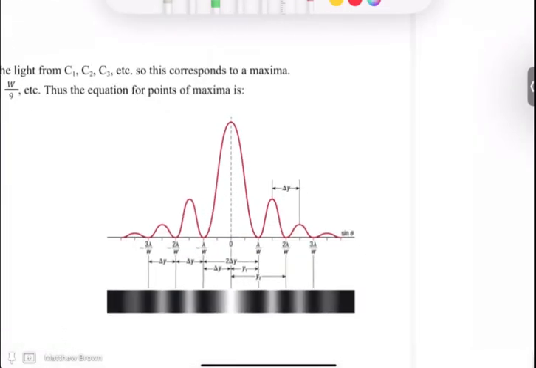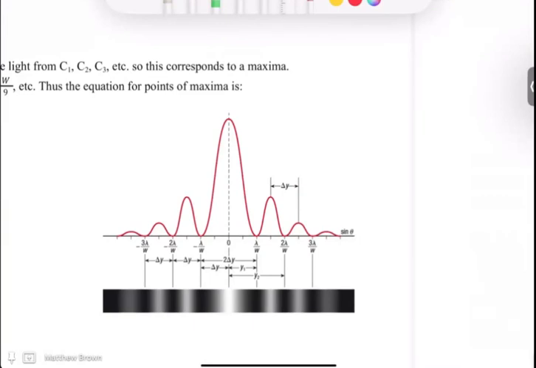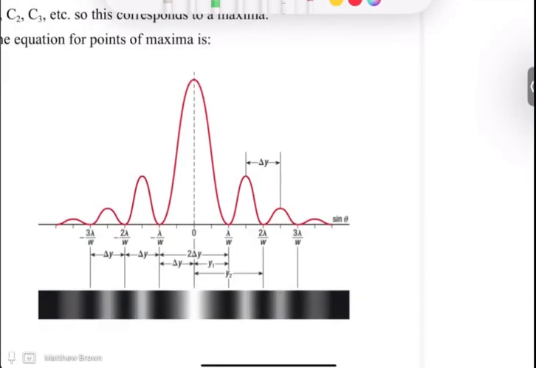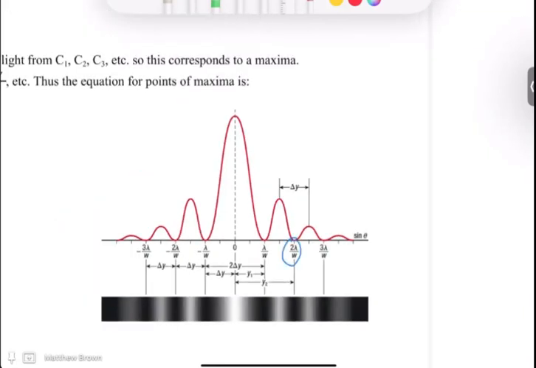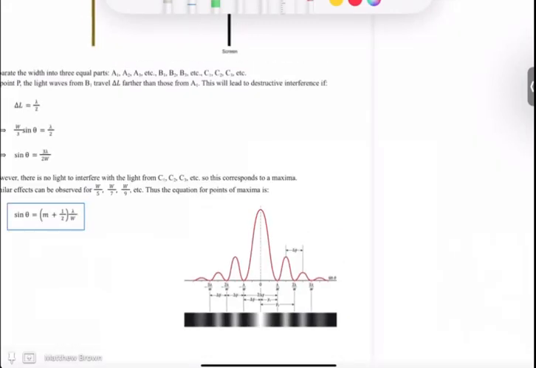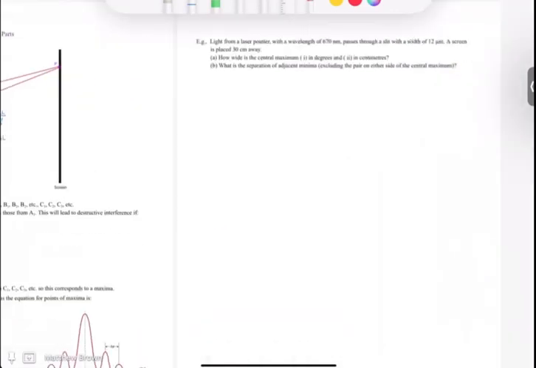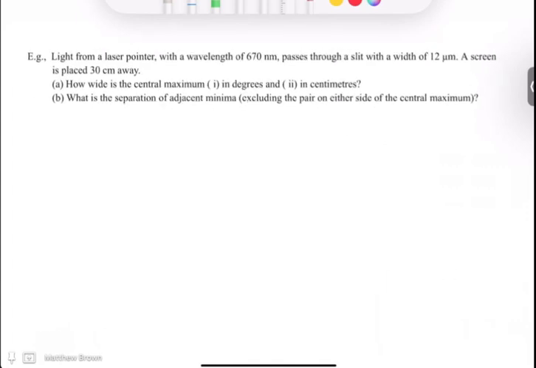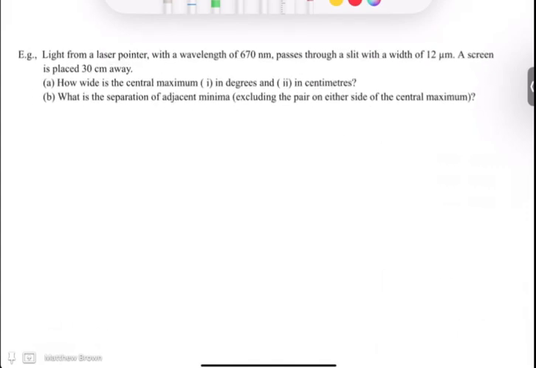And then here, this is just a general look at what this sort of thing looks like. We get that central bright spot in the middle, and then as it peters out, you can see these here, which correspond to the equation we just had, where you get these dark spots here. So why not try and use this? Let's look at an example, or you try the example, and then we can take it up.